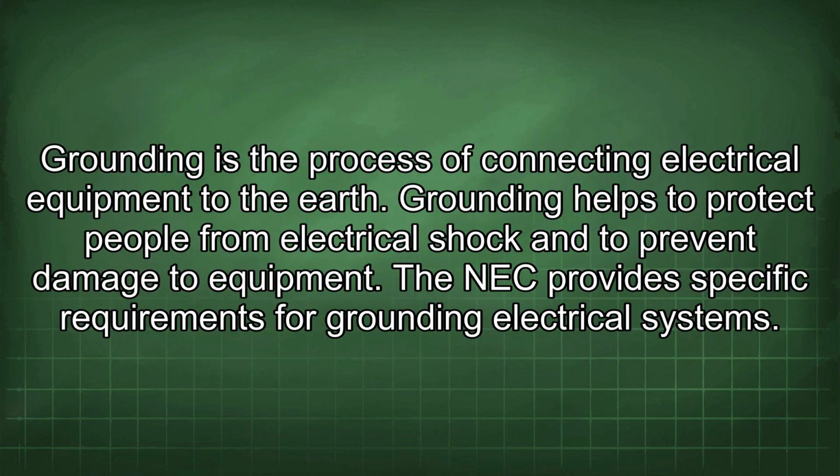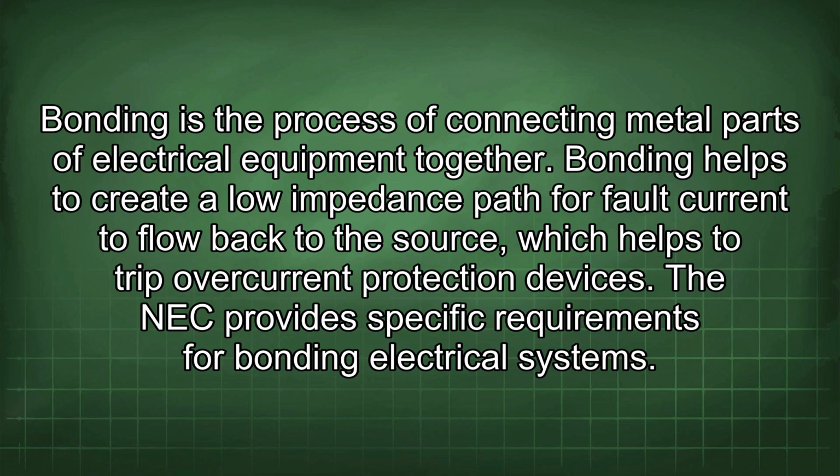Grounding is the process of connecting electrical equipment to the earth. Grounding helps to protect people from electrical shock and to prevent damage to equipment. The NEC provides specific requirements for grounding electrical systems. Bonding is the process of connecting metal parts of electrical equipment together. Bonding helps to create a low impedance path for fault current to flow back to the source, which helps to trip overcurrent protection devices. The NEC provides specific requirements for bonding electrical systems.